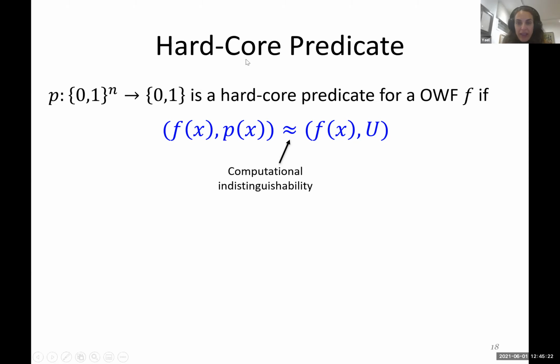Again, I just want to emphasize that this is not the same distribution. It's only computationally indistinguishable. Our hardcore predicate is a predicate p so that f of x and p of x are not exactly distributed like f of x and a uniform bit, but they're computationally indistinguishable. So a polynomial algorithm cannot distinguish between the two cases, or it can distinguish with only negligible probability. I don't want to get into the formal definition of negligible, because it will take too much time, and I want to keep the big ideas in today's lecture. Intuitively, it cannot distinguish.